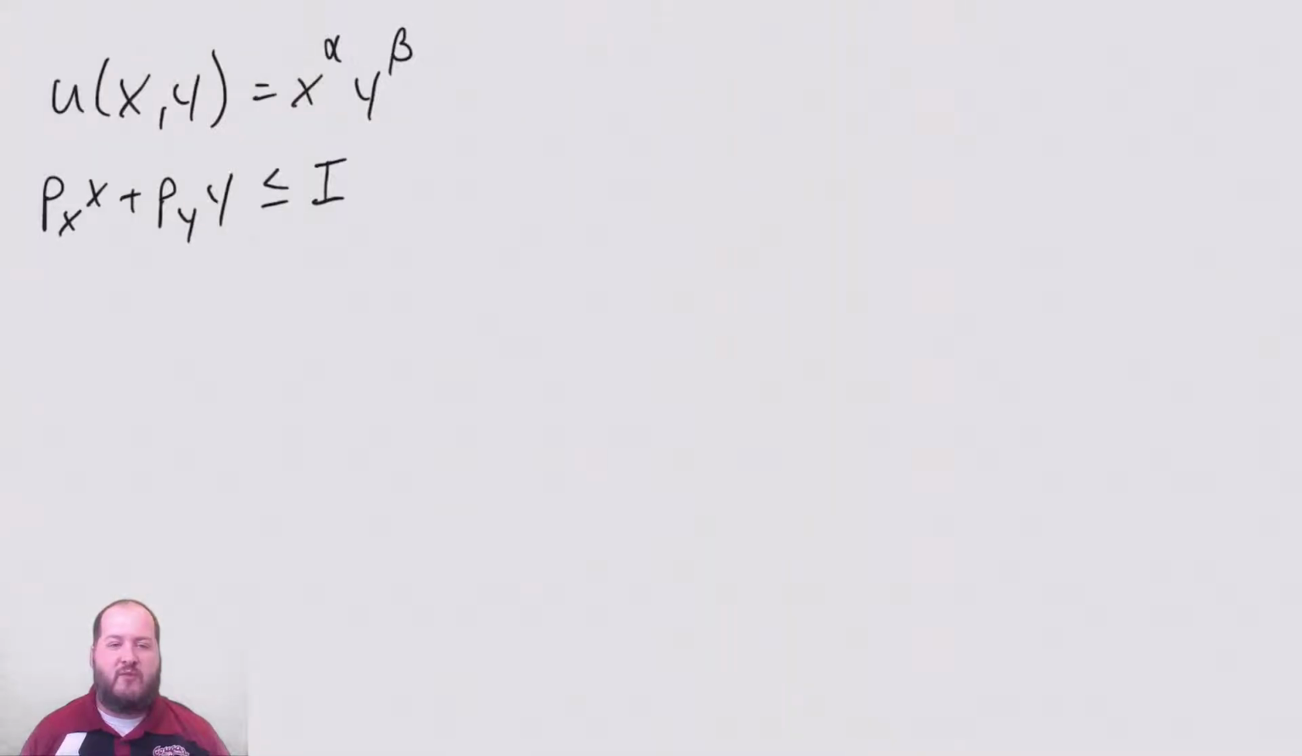In this situation, we have a consumer who needs to choose how much of goods X and Y to purchase. And they're facing the utility function of X to the alpha power times Y to the beta power, where again, alpha and beta are just positive numbers. They're also going to face a budget constraint where the amount they spend on goods X and Y, which is PXX plus PYY respectively, cannot exceed their income, which I'm calling I in this case. So PXX plus PYY must be less than or equal to I.